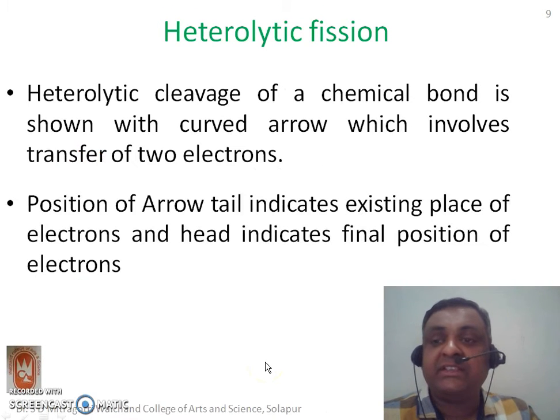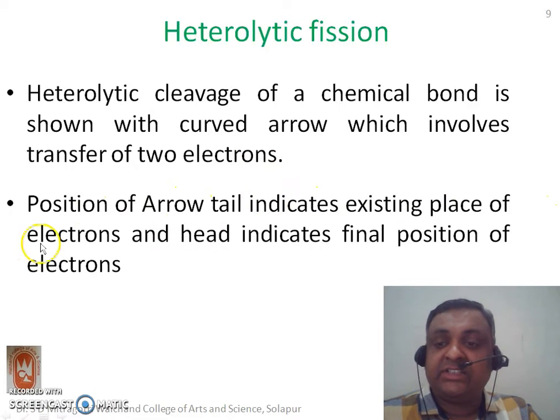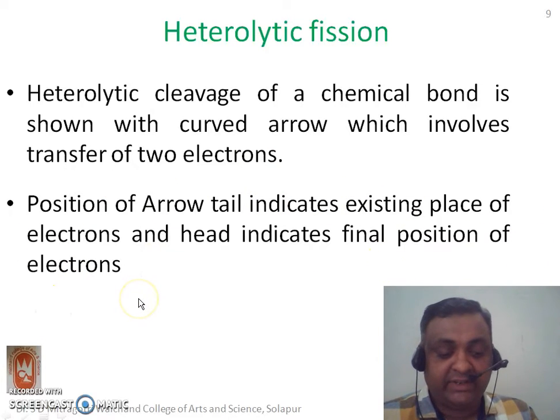Heterolytic fission produces ions. Heterolytic cleavage of the bond is shown with the help of a curved arrow, which involves transfer of two electrons, not like the fish-hook arrow. The position of the arrow tail indicates the existing place of the electron and the arrowhead indicates the final position of the electron.